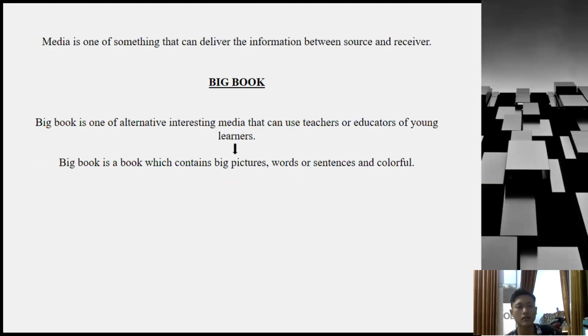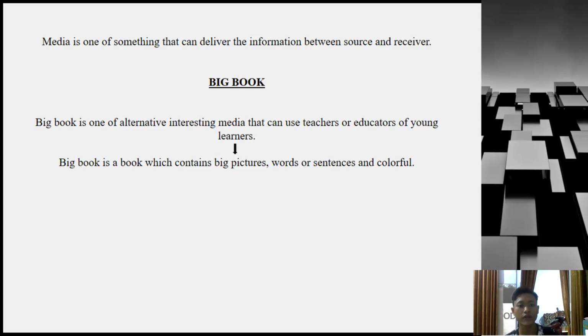Next, what are media to attract the learners? We can say that media is something that can deliver information between source and receiver. All right, the writer chose a big book as the media. Why? Because like I said before, big book is one of the media categories. It is a visual media.